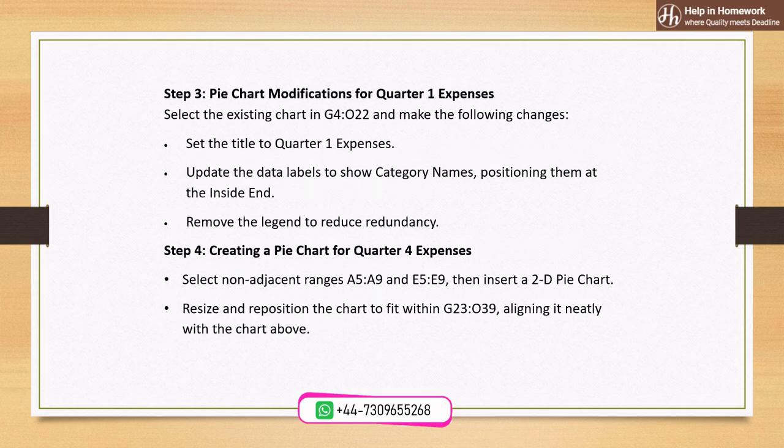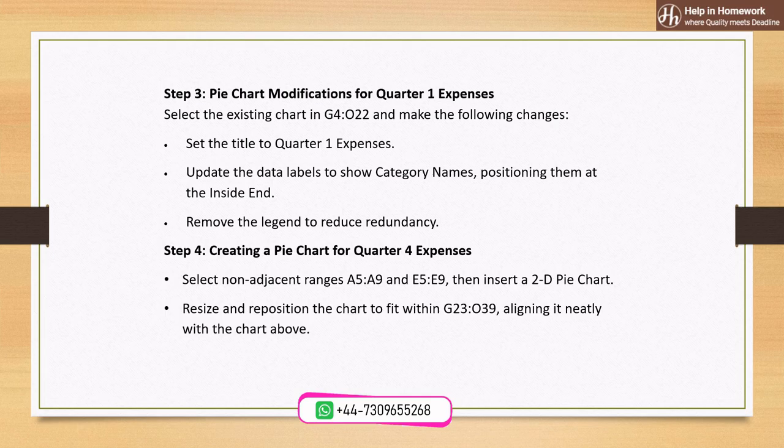Step 3, Pie chart modifications for Quarter 1 expenses. Select the existing chart in G4:O22 and make the following changes. Set the title to Quarter 1 expenses. Update the data labels to show category names, positioning them at the inside end. Remove the legend to reduce redundancy.